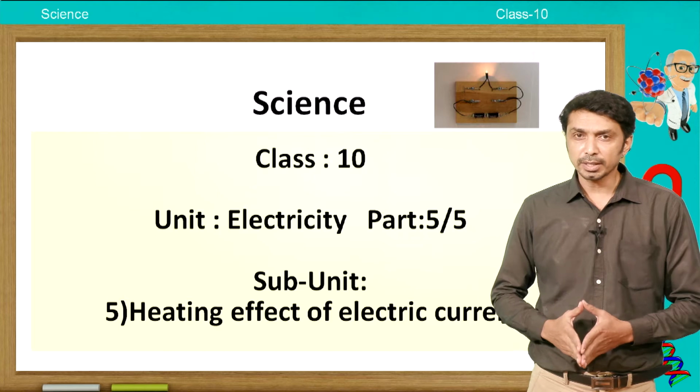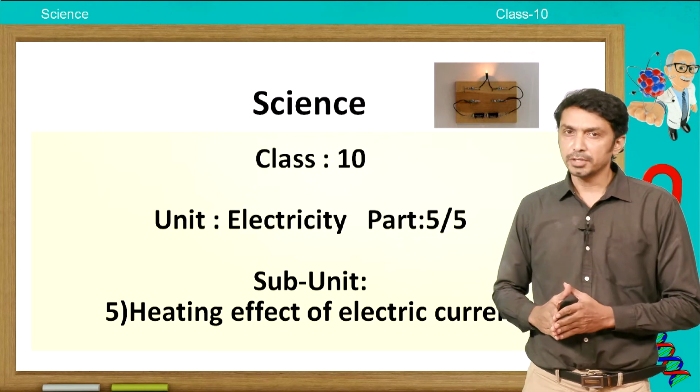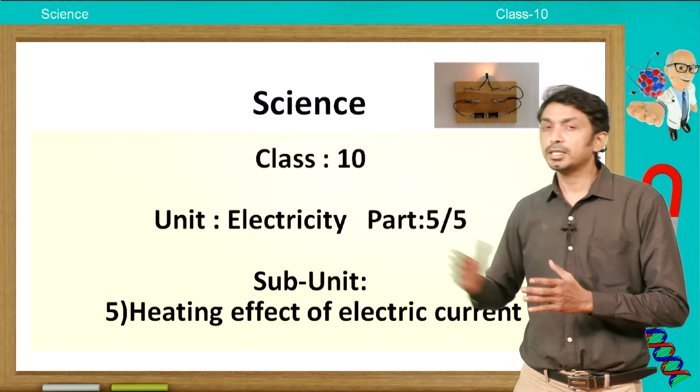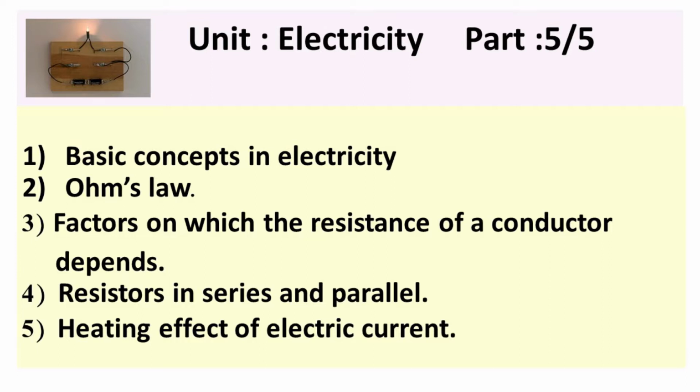Today in the topic electricity, we are discussing the fifth part, which is the subunit heating effect of electric current. Already in the previous 4 sessions we have learned basic concepts in electricity, Ohm's law and factors on which resistance of a conductor depends and resistances in series and parallel. Today we are learning about the subunit heating effect of electric current.